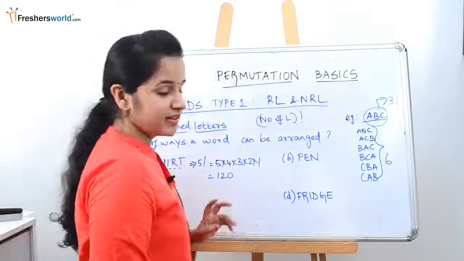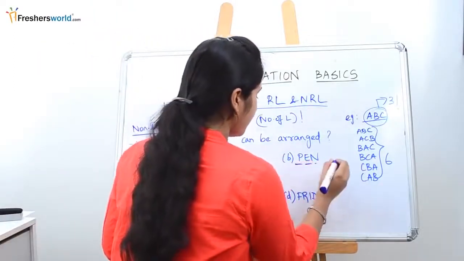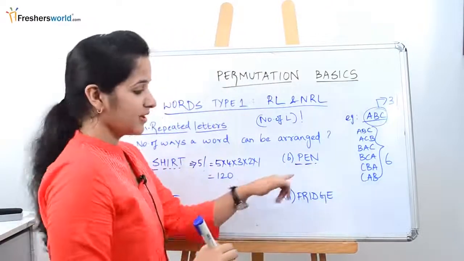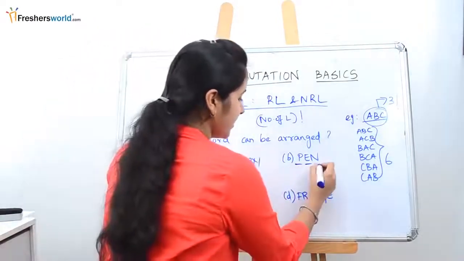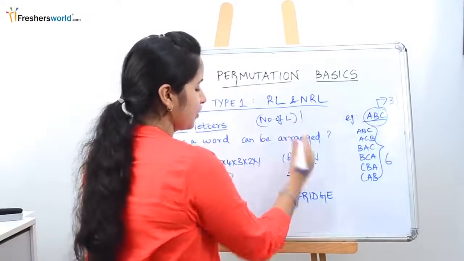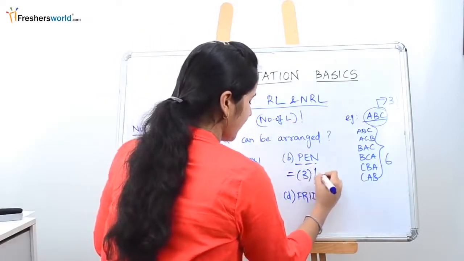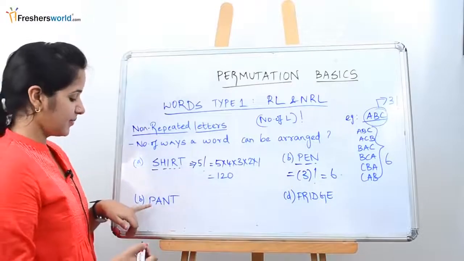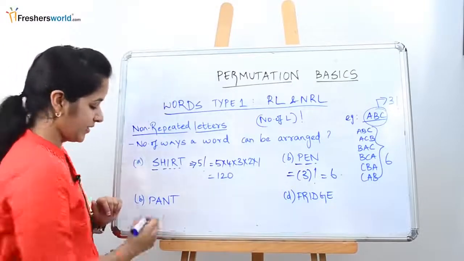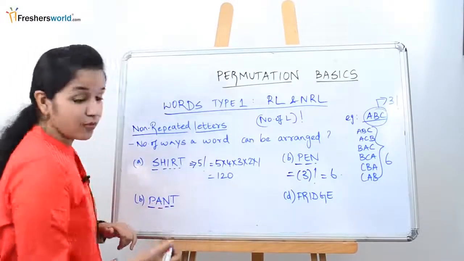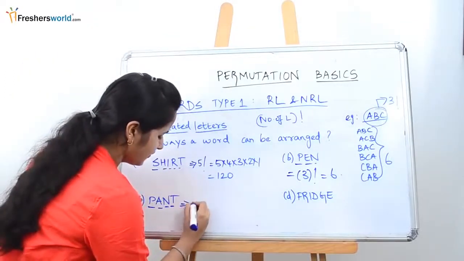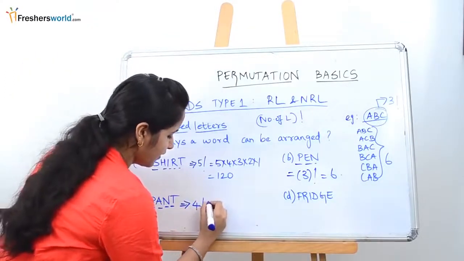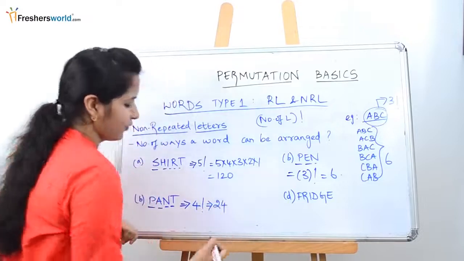Let's take another example. They have given how many ways a word can be arranged. Pen. There are 3 letters here. As per our formula, the number of letters is 3. 3 factorial ways, which is nothing but 6. Let's take another example. They have given a word called pant. How many letters are there? 4 letters are there. So, what is the answer for this? It's 4 factorial. 4 factorial is nothing but 24.